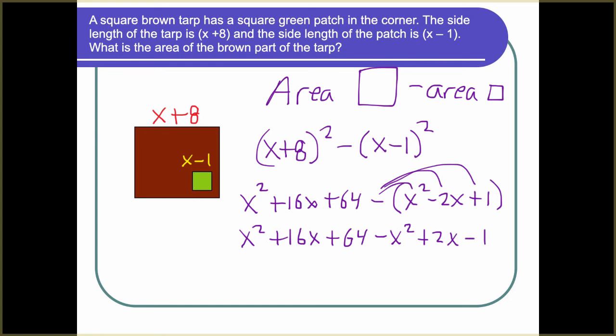Now we combine like terms. We have an x squared and a minus x squared. They cancel out. We have a 16x and a 2x, which is 18x. And then we have 64 minus 1, which is 63. And this is the area of the brown tarp. All right, remember when we do these area problems, the area of the larger, subtract out the area of the smaller, to find the area left.